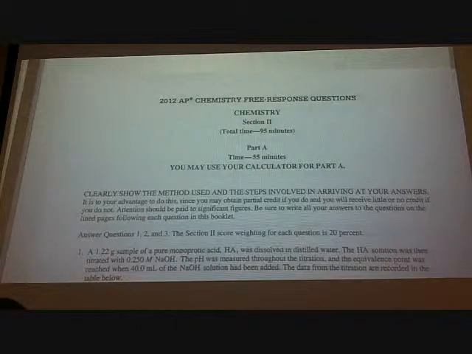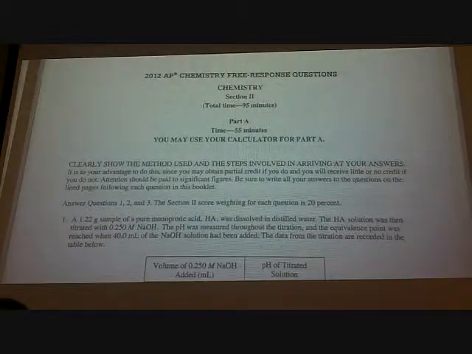Last year, obviously you got to see the mock exam, which was the international version or the B version. And this is the other version that was administered to our students last year. Question number one says a 1.22 gram sample of pure monoprotic acid, HA. Don't get your panties in a bunch over what HA is. It's just a generic acid that has one hydrogen. Was dissolved in distilled water.